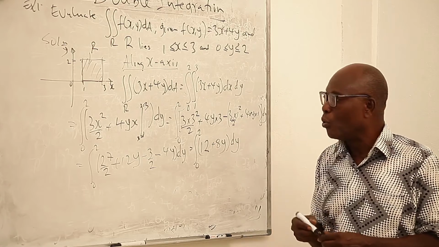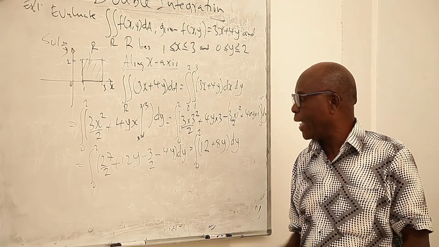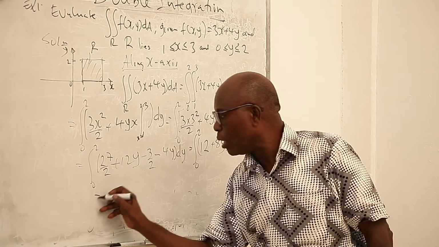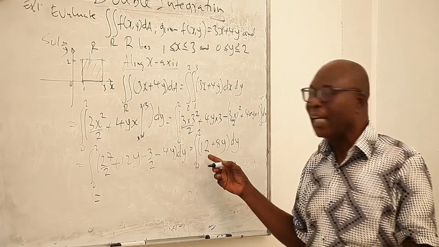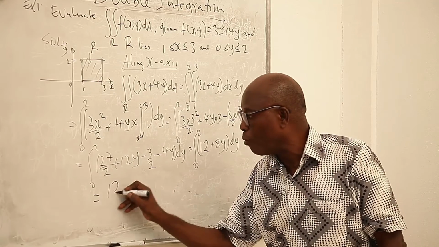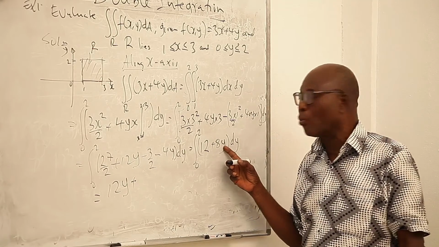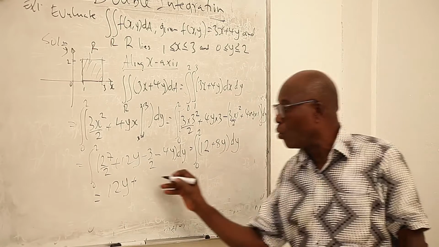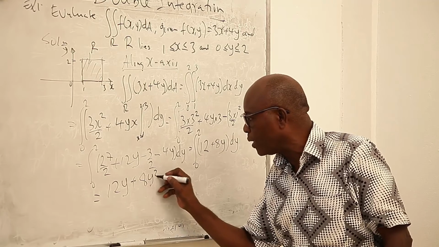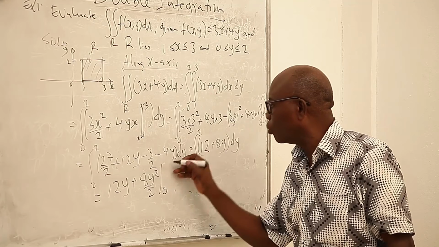Now we are going to integrate this with respect to y. The 12 is a constant, so if you integrate 12 with respect to y, we have 12y. Plus, if you integrate 8y with respect to y, we have 8y squared over 2. And the limit is from 0 to 2.